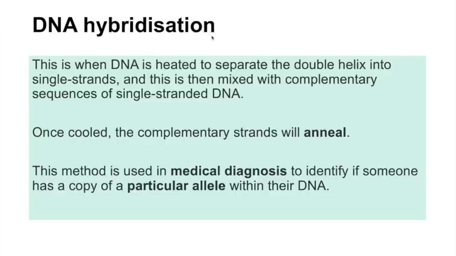DNA hybridization is when the DNA is heated to separate the double helix into single strands, and this is then mixed with a complementary sequence of single-stranded DNA. So much like we just looked at there in the DNA probes. Once it's cooled, the complementary strands will join together, which is what annealing is. And this method is used with those DNA probes that we just saw in medical diagnosis to see if someone does have a particular allele in their DNA, which is known to cause a particular disease.